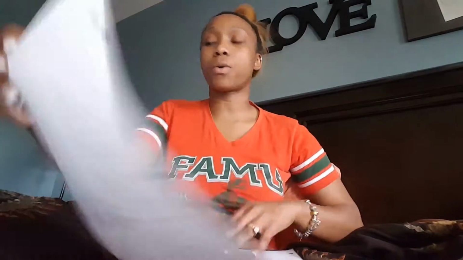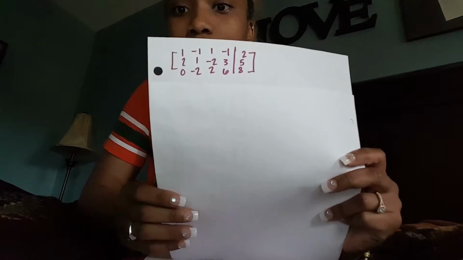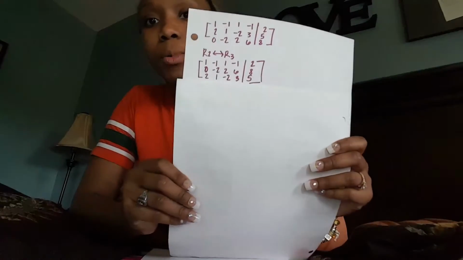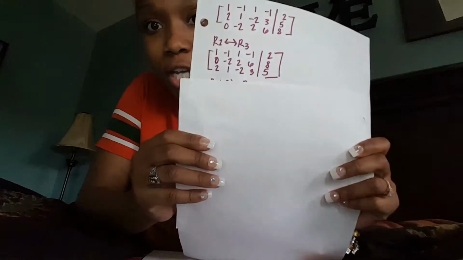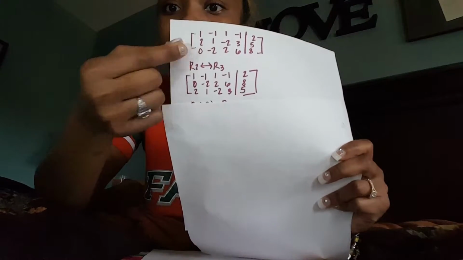Okay, so I'm going to take that same example, which I've rewritten for you in augmented form, and I'm going to use a series of row operations to get zeros in this lower triangle right here. These 3 numbers, I want them to have 0. I'm going to start by interchanging row 2 with row 3. Simply, I'm going to switch these rows.